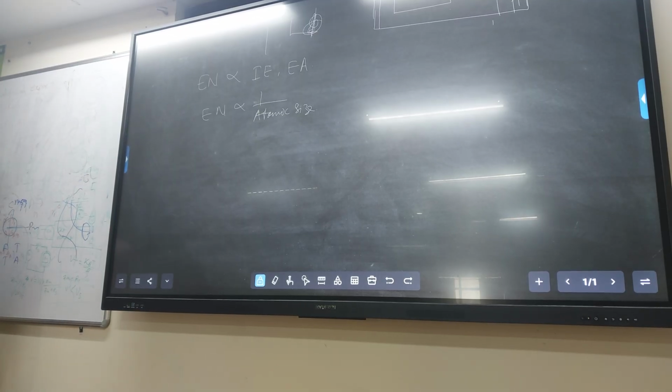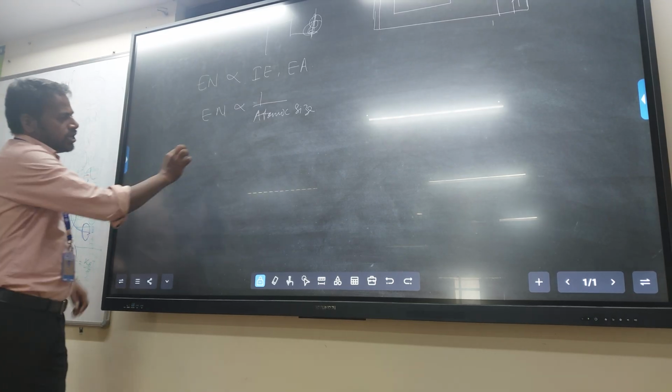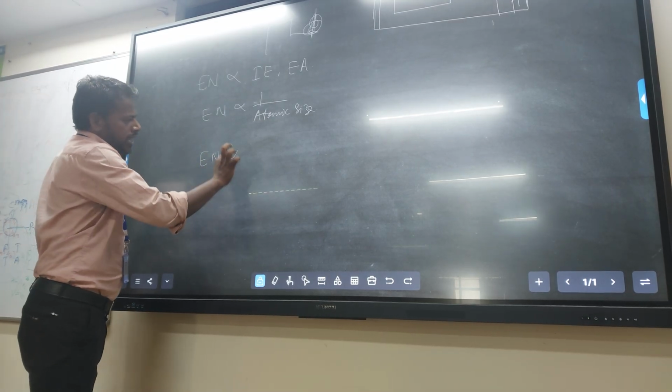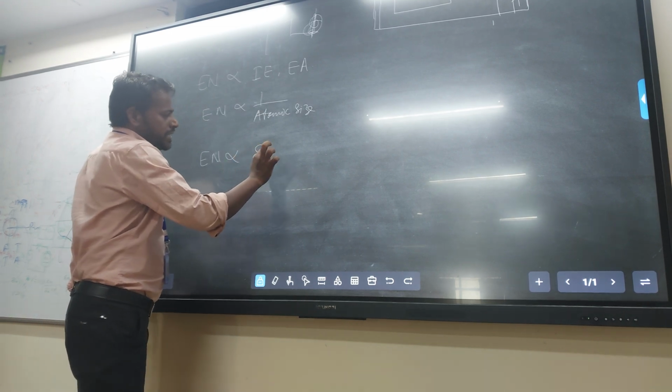More size means less attraction for electrons. That's why when you come group-wise, the last group has less electronegativity. The size is more, electronegativity is less. And electronegativity is directly proportional to the s character.